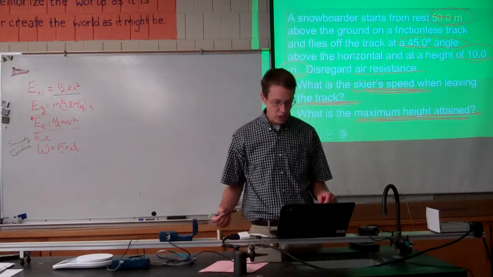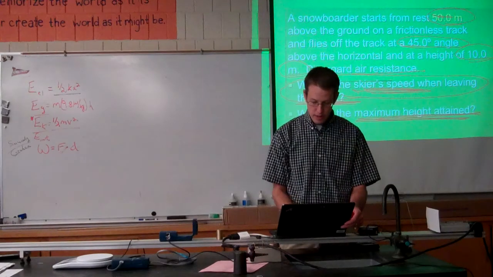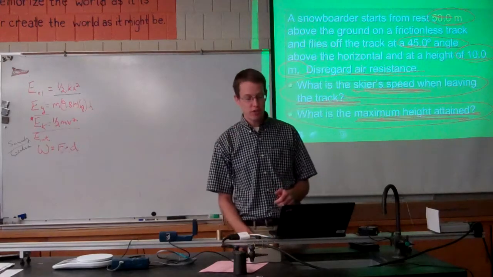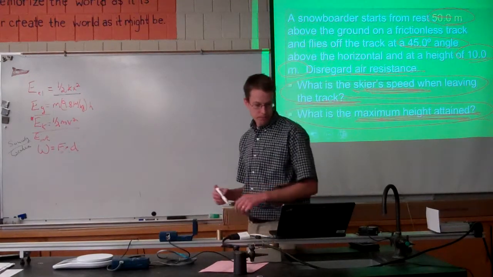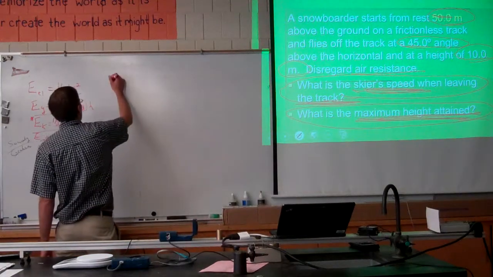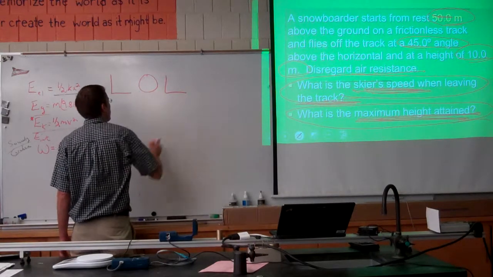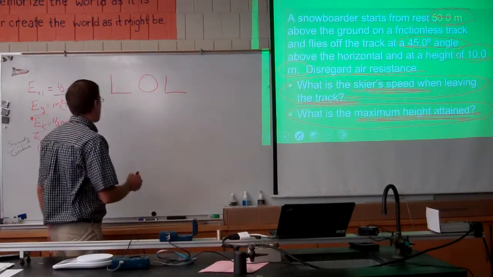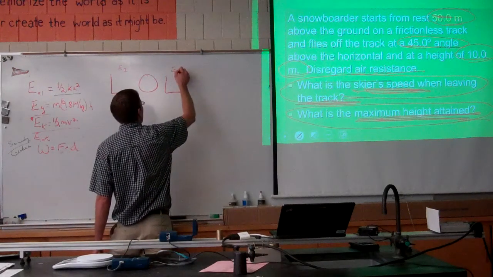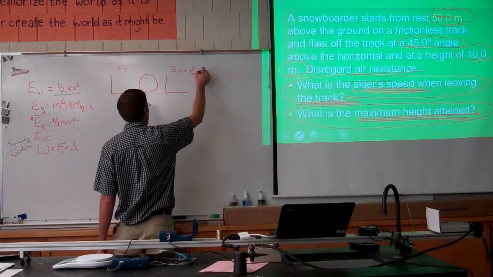So there's actually 2 parts to this problem. Part 1: what's the skier's speed when leaving the track? And then the maximum height after they leave the track. We'll do that first part. We'll start with our LOL graph. We're going to look at the initial state, and then the end of the track, the ski jump or whatever it is.